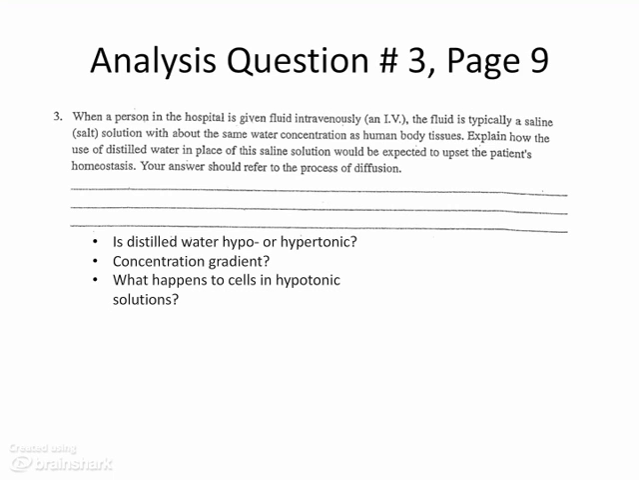Well, when we put cells in hypotonic solutions rather than a hypertonic where they shrink because they lose water to the environment, these guys are going to actually take on water. So when we give the person an IV of distilled water, the cells in their blood are going to take on water and eventually pop if it doesn't diffuse quickly enough, doesn't dilute quickly enough. So big problem.